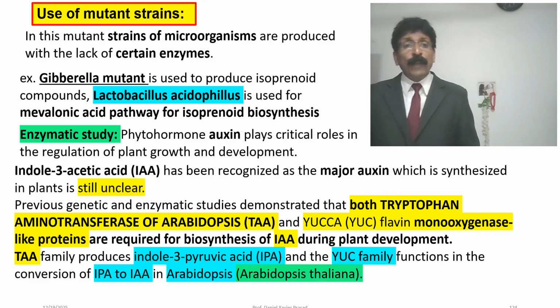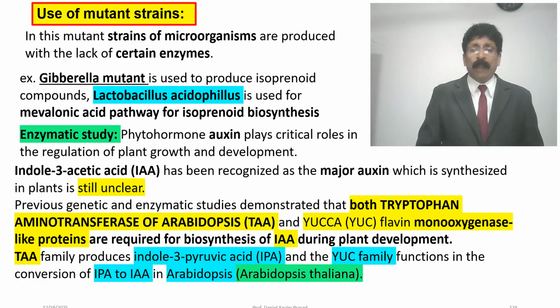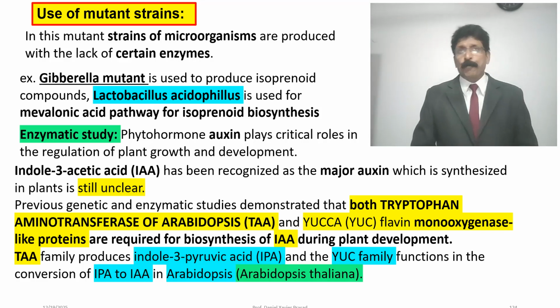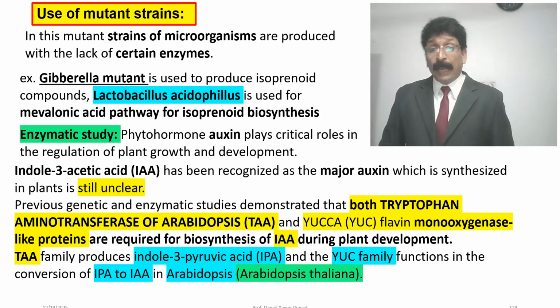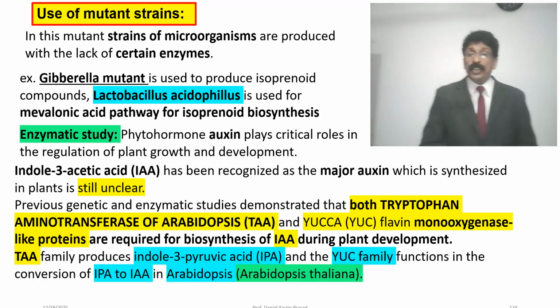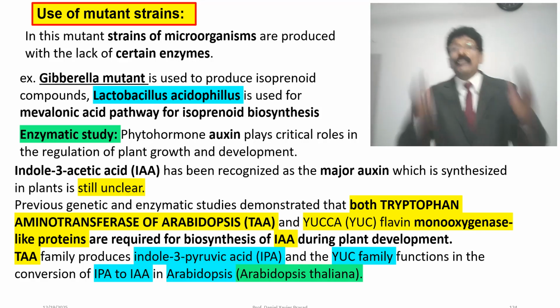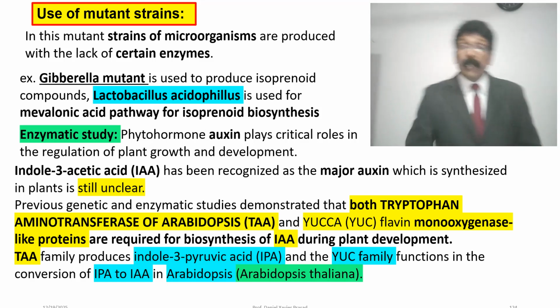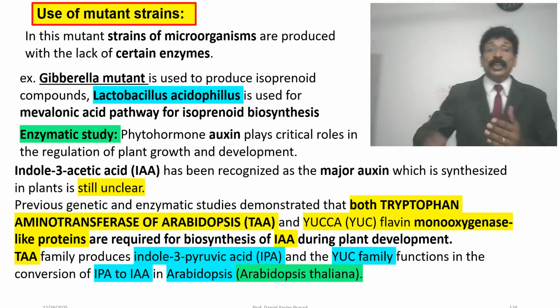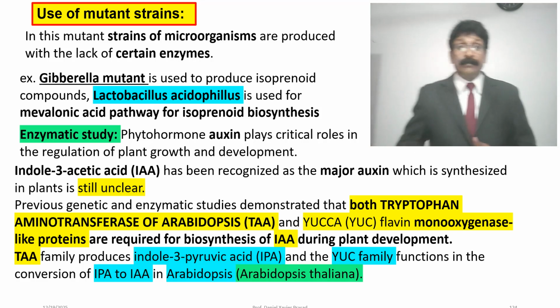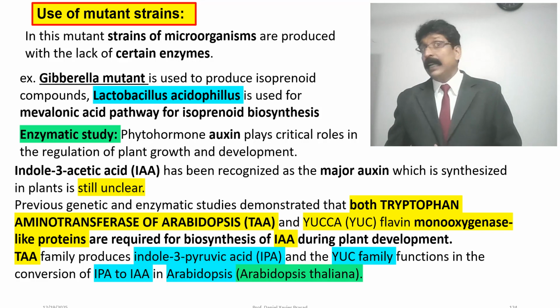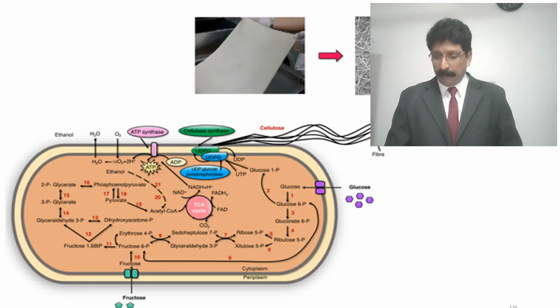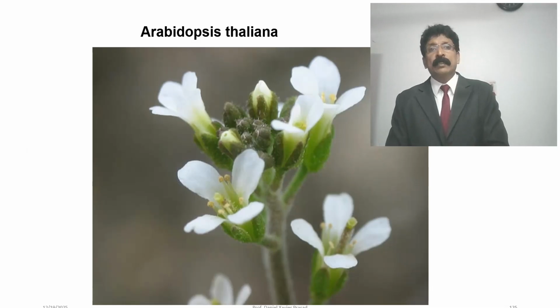That is, the tryptophan aminotransferase of Arabidopsis, the TAA family, produces indole-3-pyruvic acid, IPA, and the YUC family, that is flavin monooxygenase-like protein, functions in the conversion of IPA, indole pyruvic acid, into indole acetic acid, auxin, in the plant Arabidopsis thaliana. You can see this is the Arabidopsis thaliana plant.